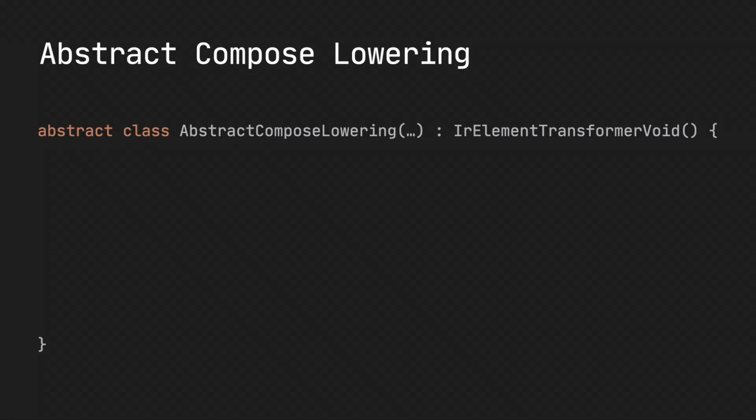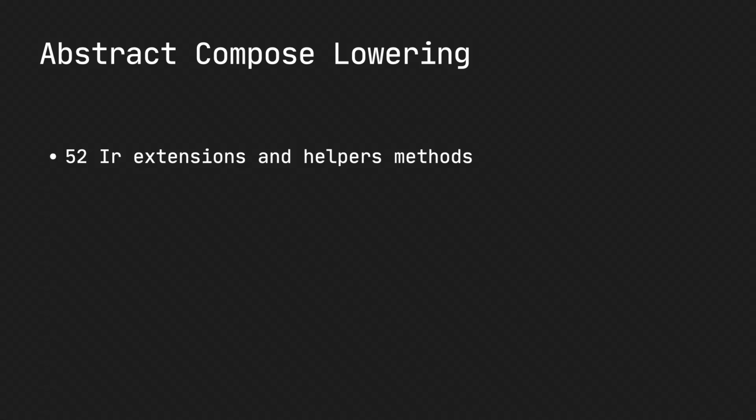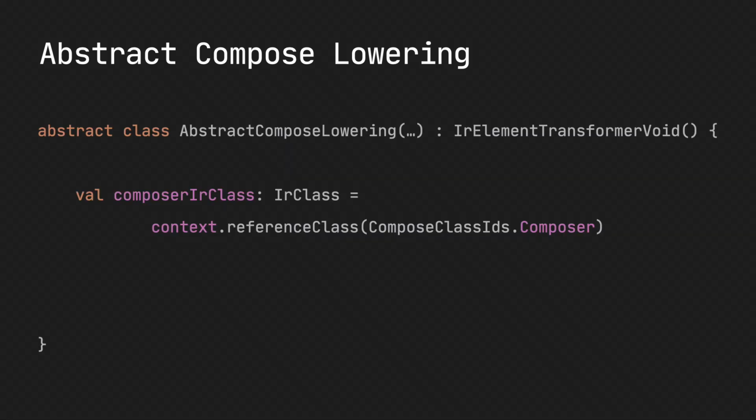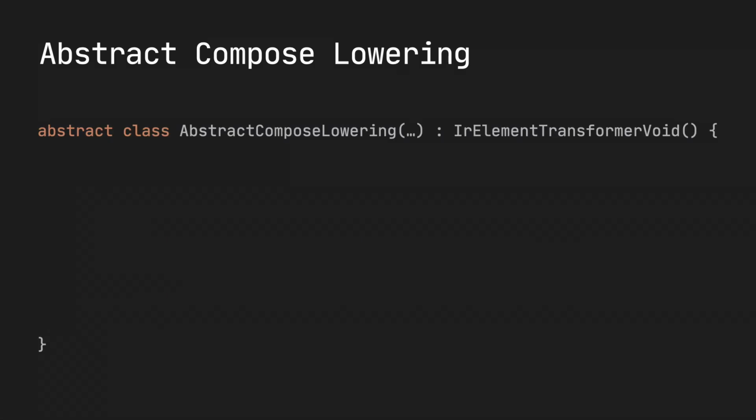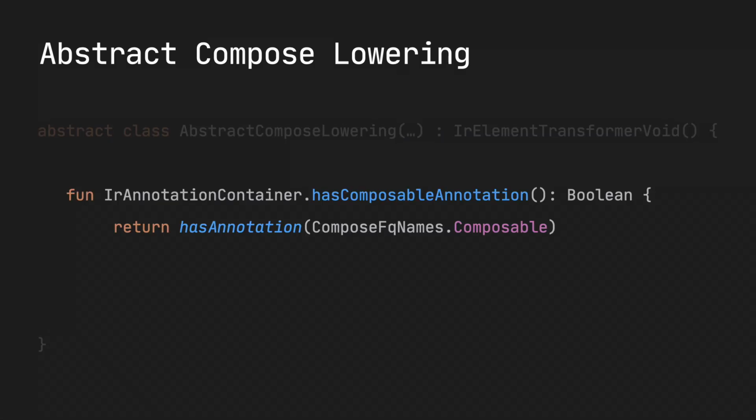So this abstract class also has utilities and extensions that all the transformers need. It has about 52 extensions and helper methods. Here's an example of one of them. Many of the transformers need a reference to the composer object, and this is what it does. It creates an IR class for the composer, which is the parameter that we're going to add in. It also contains utilities such as being able to detect whether a function has the composable annotation.